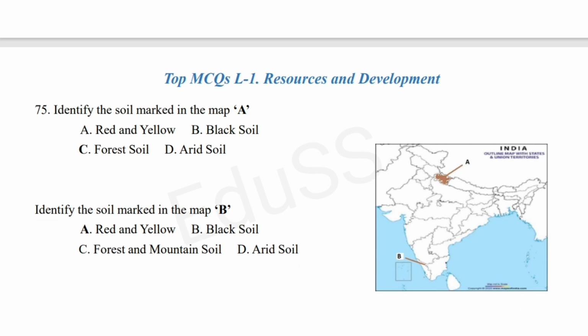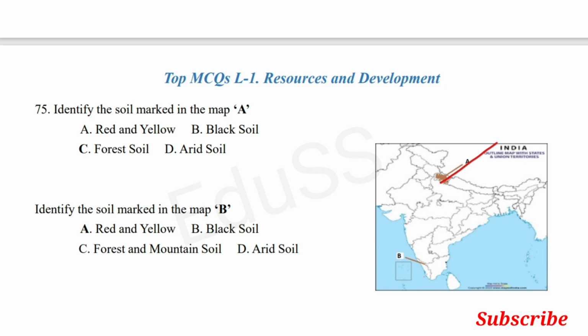Now this last question is based on a map. Identify the soil given in the map and marked as A. Now this soil we can very easily make out. It is forest soil, arid soil, black soil, red and yellow soil. Out of that, you know this is Uttarakhand and it will definitely be forest soil. Now the next one is identify the soil marked in B. Now this state is Kerala and here we find red and yellow soil.